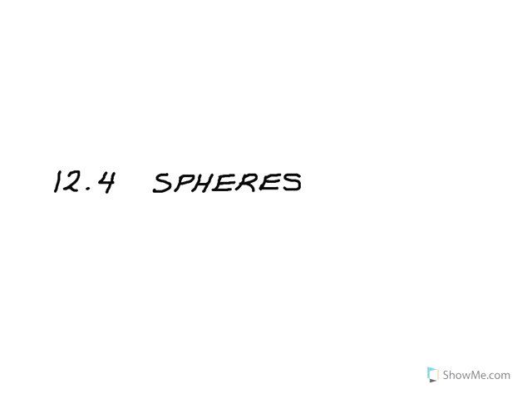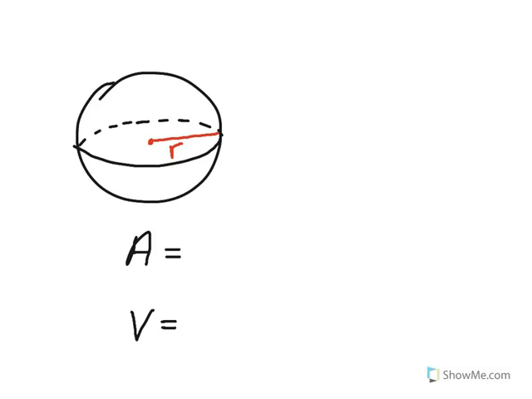Lesson 12.4 is about spheres. Okay, a sphere, of course, is a circular solid, and any place you measure from the outside of the sphere to the center of the sphere is a radius of the sphere. So we usually just depict it as a horizontal section right in the middle as the radius.